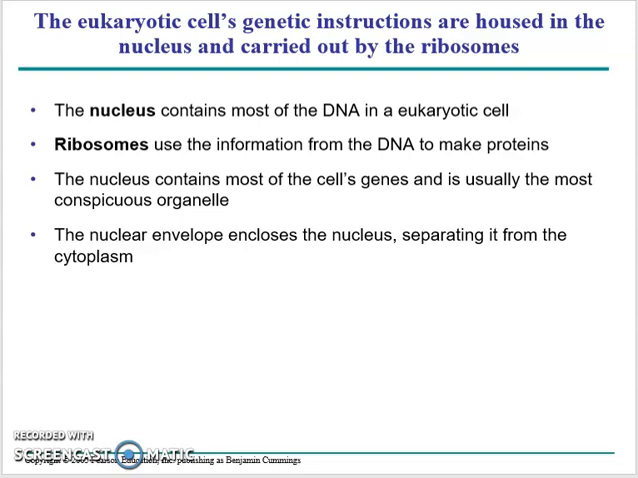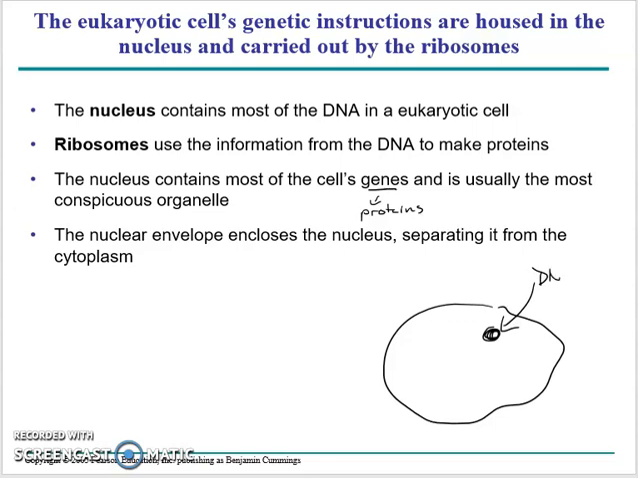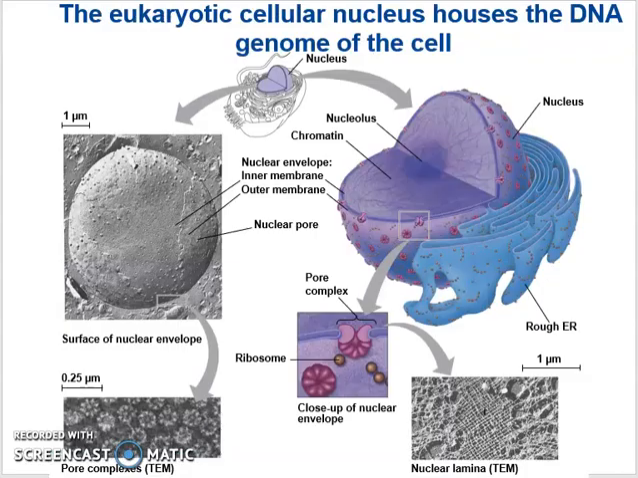So the nucleus contains all of the cell's genes, right? And the genes are coding for individual proteins that the cell needs, and it is usually the most conspicuous organelle. So we're used to seeing there's your cell, and it's got that really dark dot in the middle. That's the nucleus, and that contains the DNA of the cell. The nuclear envelope makes up the very outer edge of this organelle, and it encloses the nucleus, which separates it from the cytoplasm. So it's a very organized sort of system here.